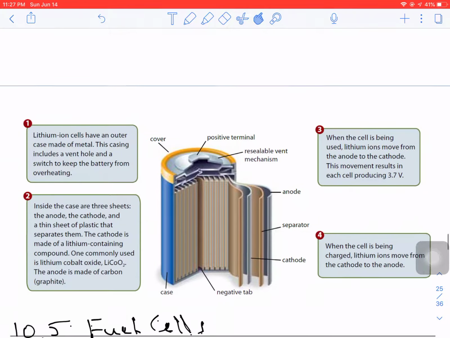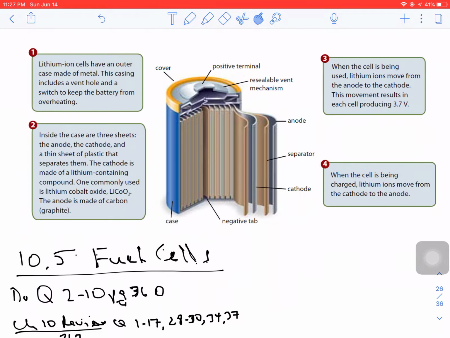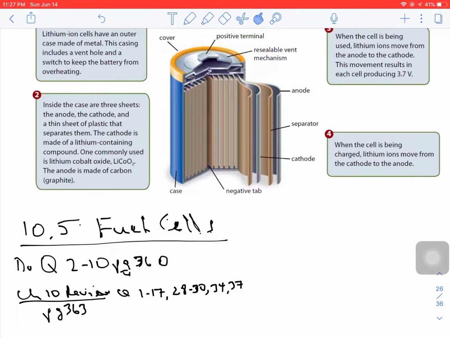Alright, so 10.5 here talks about the use of fuel cells. And a fuel cell works a lot like a galvanic cell, except there are a couple of big differences here.